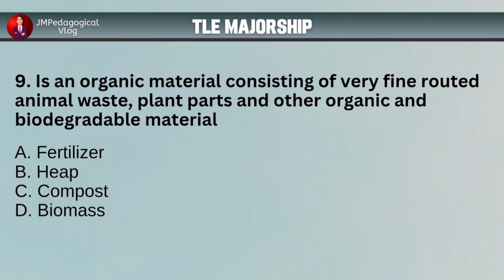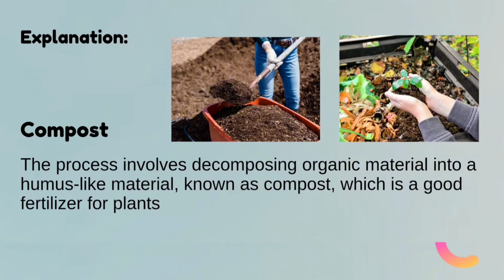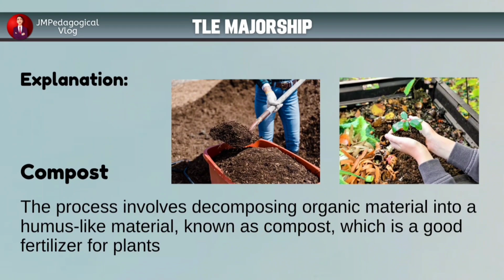9. It is an organic material consisting of very fine rotted animal waste, plant parts, and other organic and biodegradable material. A. Fertilizer. B. Heap. C. Compost. D. Biomass. C. Compost. Explanation: The process involves decomposing organic material into a humus-like material, known as compost, which is a good fertilizer for plants.